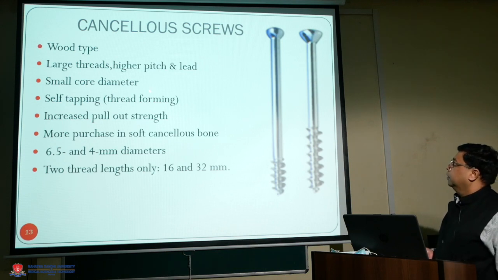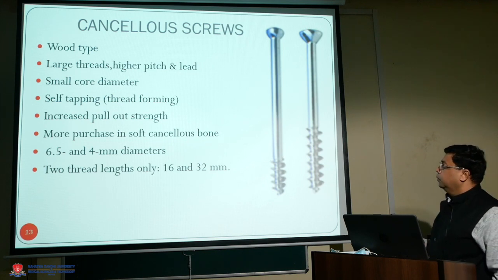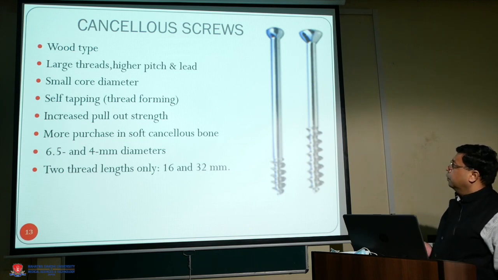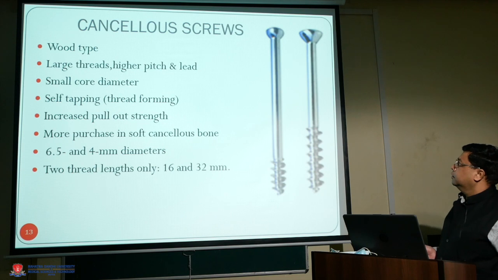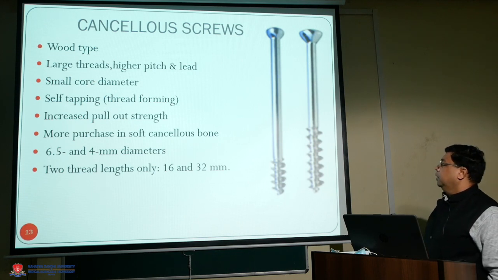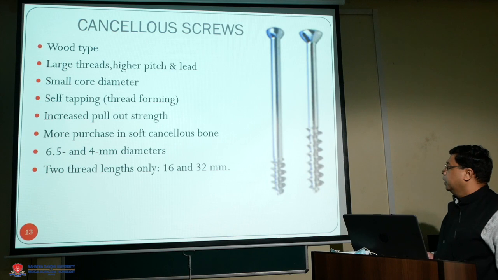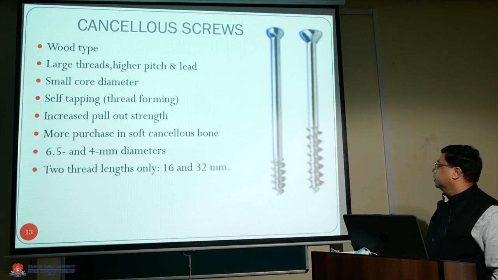Cancellous screw is a wood type, like the screws we use in wood, not hard wood. It has large threads, higher pitch and lead, and a small core diameter. Core diameter is small, but the thread diameter is more. Increased pull-out strength and more purchase in the cancellous bone. Two diameters are available, 4 mm and 6.5 mm, and thread lengths are 16 mm or 32 mm.